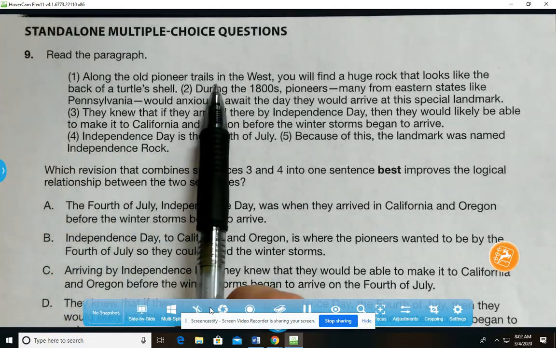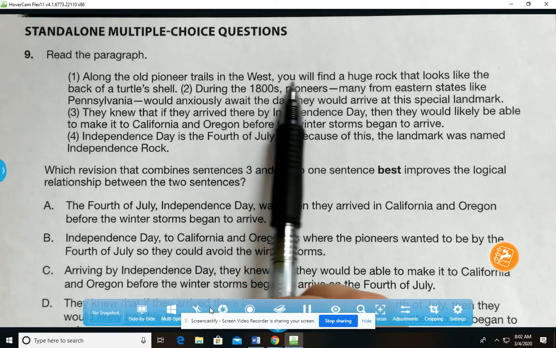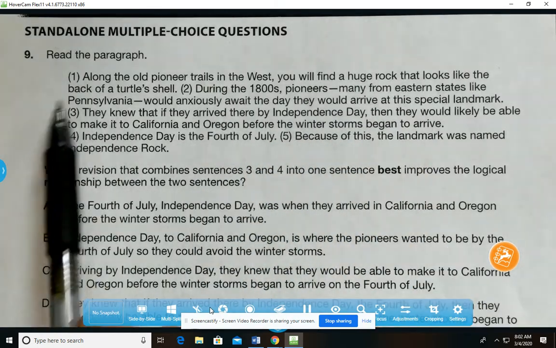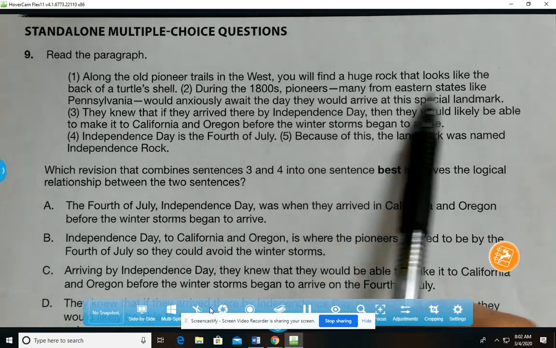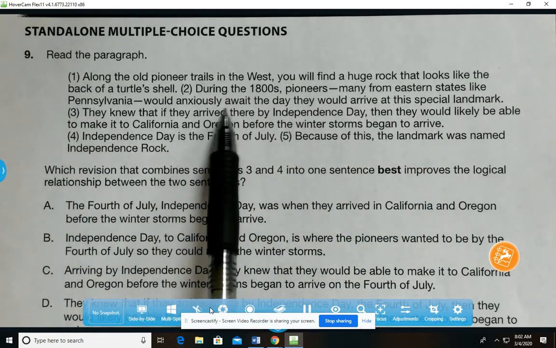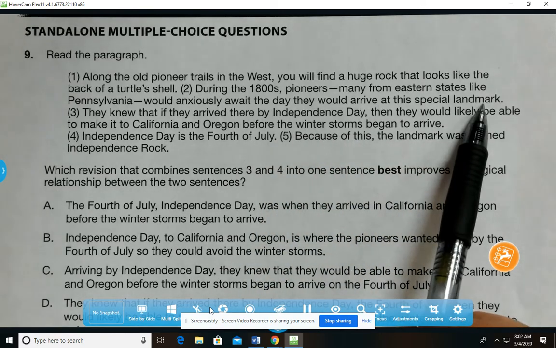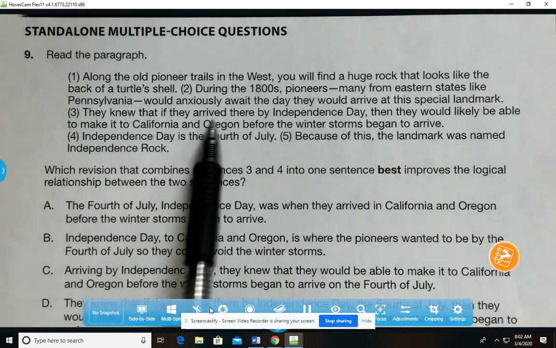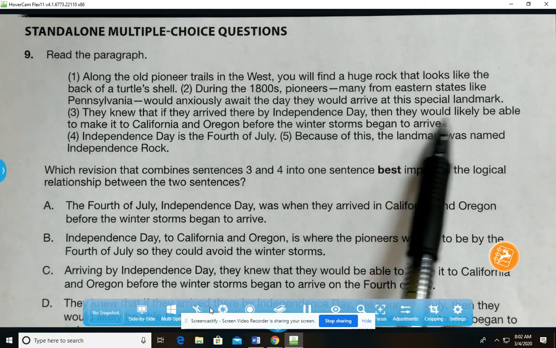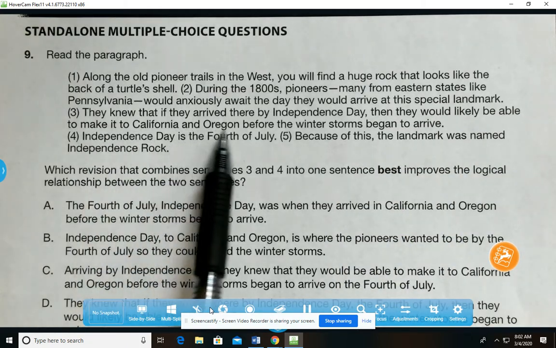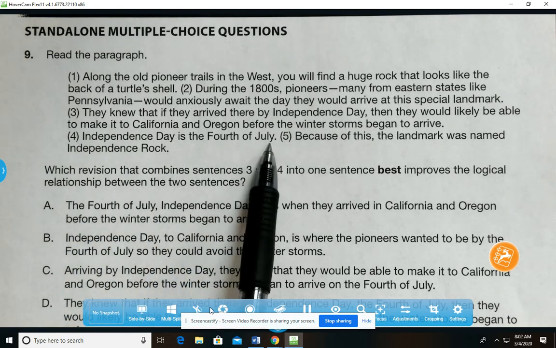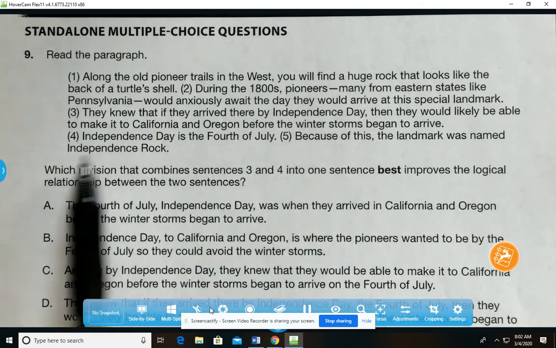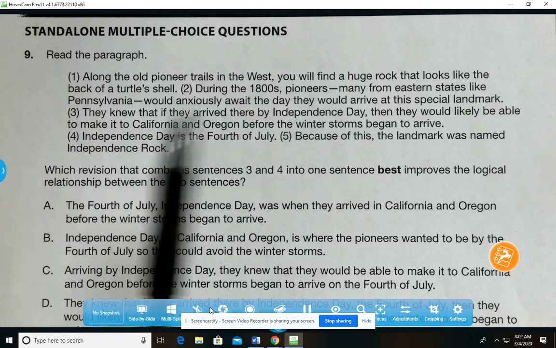Along the old pioneer trails in the West, you'll find a huge rock that looks like the back of a turtle shell. During the 1800s, pioneers, many from eastern states like Pennsylvania, would anxiously await the day they would arrive at this special landmark. They knew that if they arrived there by Independence Day, then they would likely be able to make it to California and Oregon before the winter storms began to arrive. Independence Day is the 4th of July. Because of this, the landmark was named Independence Rock.